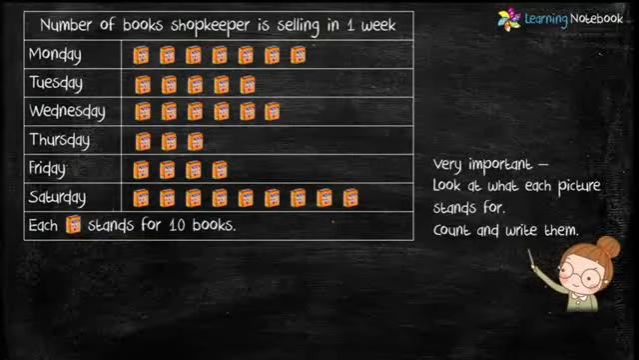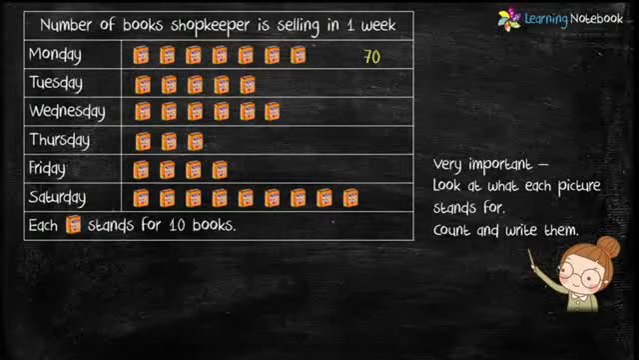Next, you count and write them for each row. Like on Monday, there are 7 pictures. Therefore, number of books sold on Monday is 7 into 10, which is equal to 70.